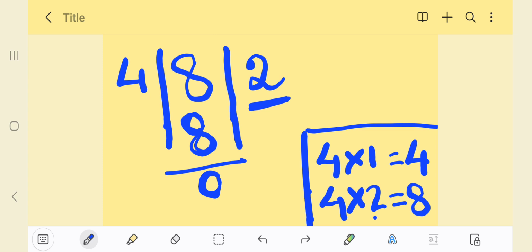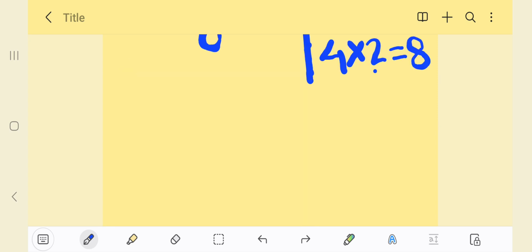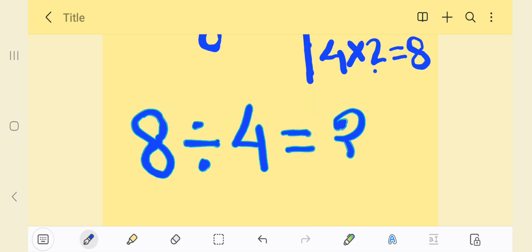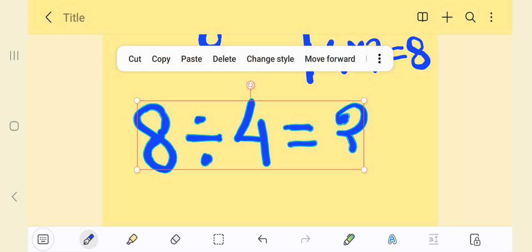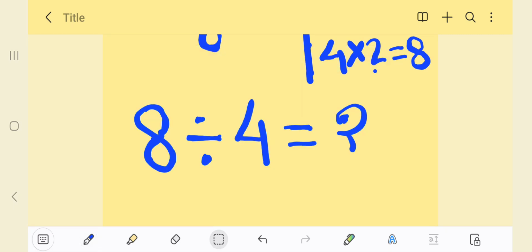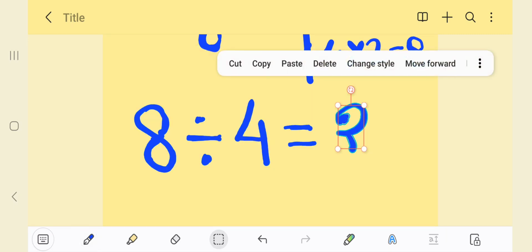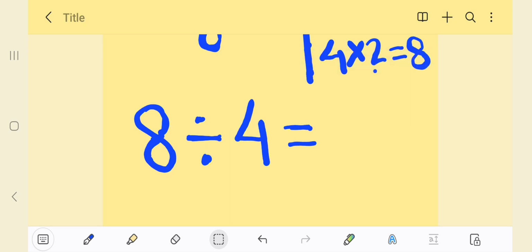completed, and I should be writing the answer separately. So it was here we know that the math was this one, and we found the value of what, which is 2. Therefore 8 divided by 4 equals 2, and this is the answer.